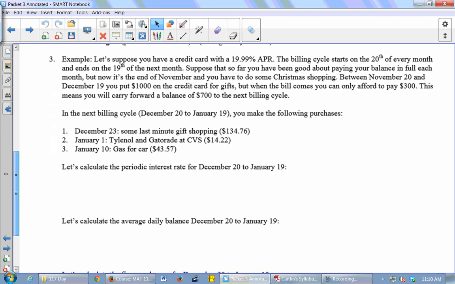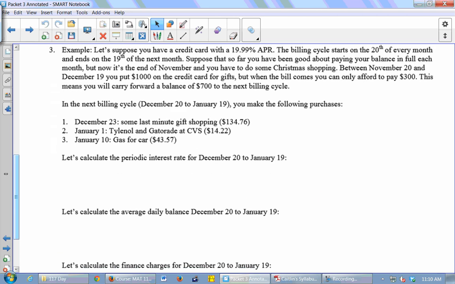All right, so for example, let's suppose you have a credit card that has a 19.99% APR. Sounds very high, but it's very, very common to have high interest rates on credit cards. Your billing cycle starts on the 20th of every month and ends on the 19th of the next month. So suppose that so far you've been good about paying your balance in full each month, but now it's the end of November, you have to do some Christmas shopping.